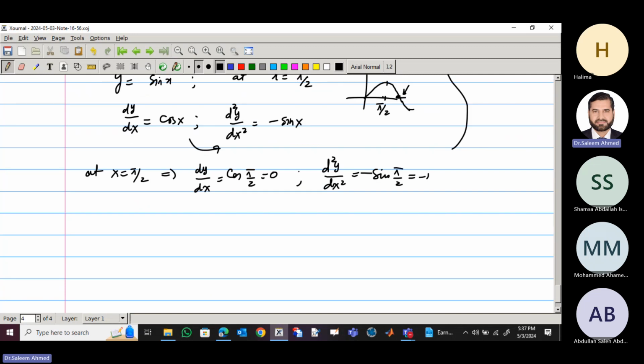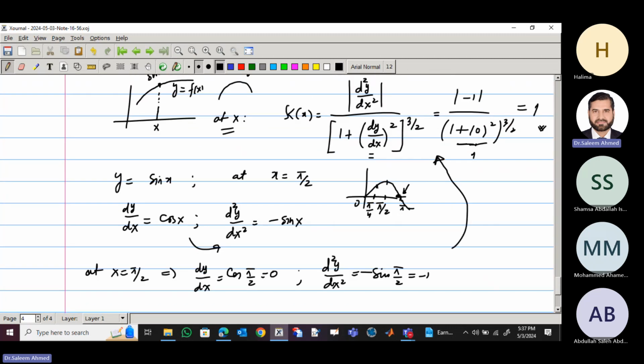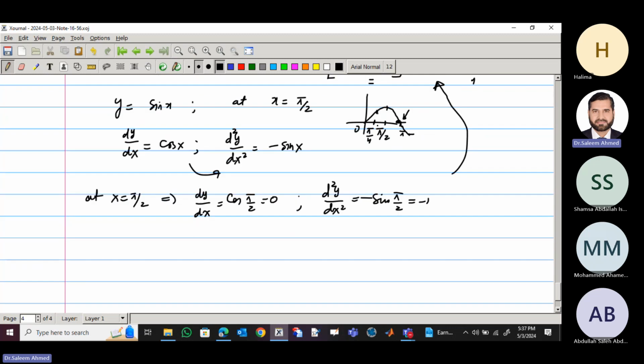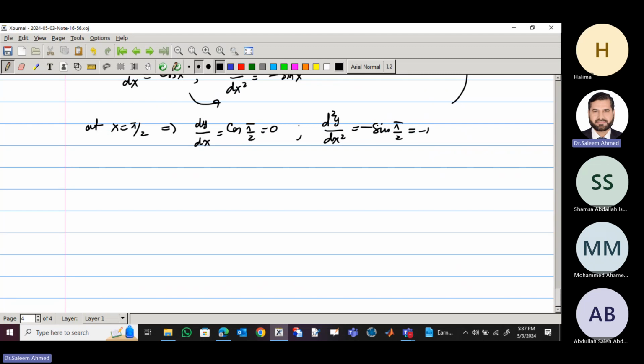You can change the point and get some other value. Maybe you can take pi by 4, or pi, maybe 0. You can find curvature at any point, but the point will be given in the question. So this is a very simple topic, I think, free marks. If this formula is given, you just have to find the derivative and second derivative, put the values here, get the answer. Very simple formula and very simple calculations. I think it's one free question, because you can get the maximum marks.